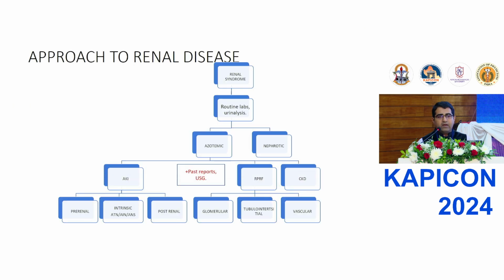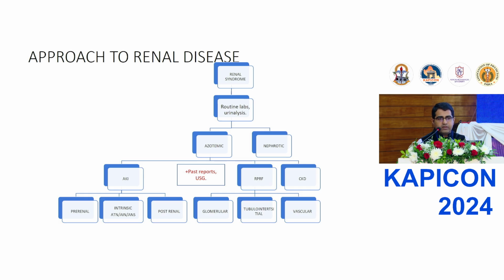So, we have a patient with a renal disease. How do we proceed? Once we identify the renal syndrome, we do routine labs and urine analysis. Subsequently, based on the urine analysis, we classify patients having more than 3.5 grams per 24 hours as nephrotic, or if the patient has elevated BUN and creatinine, we call them azotemic.